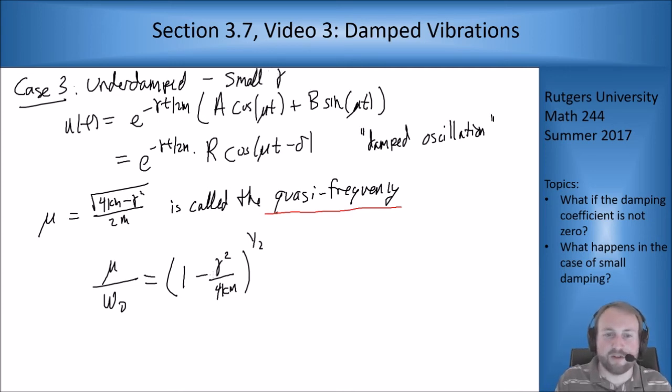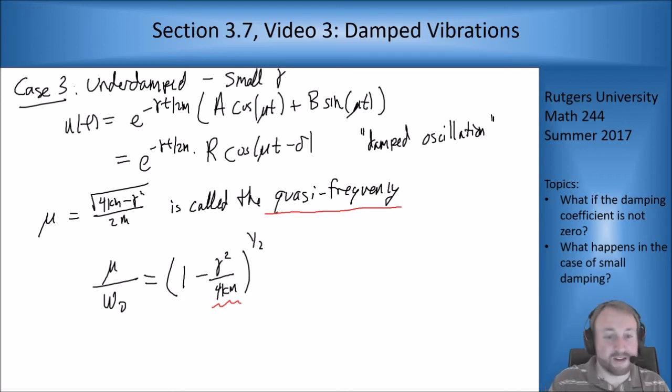Because as gamma gets larger and larger, this ratio here is getting closer and closer to 1. And when that gets to 1, we have other problems. Namely, we get into the critically damped and overdamped cases. So we have our quasi frequency, which ends up being slightly less than our original frequency, and we'll see pictures of this in the next video.